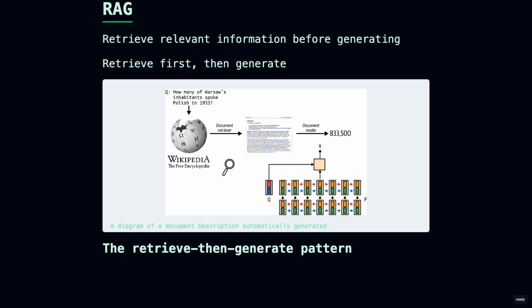This figure shows the original retrieve then generate setup. The model was often described as a document reader because its job was to read the retrieved text and produce the answer.